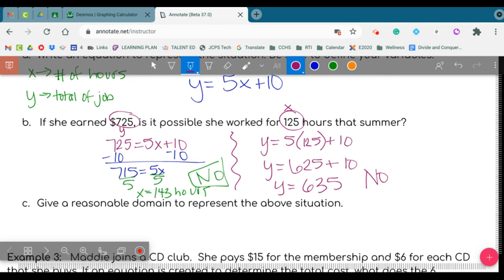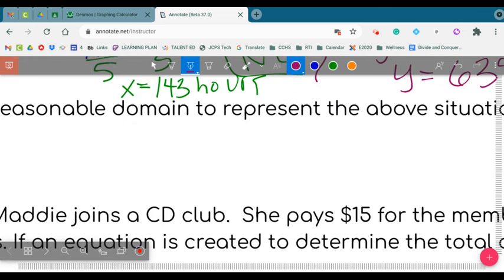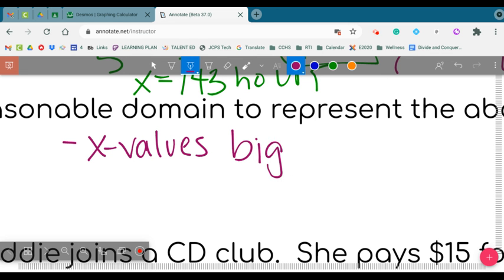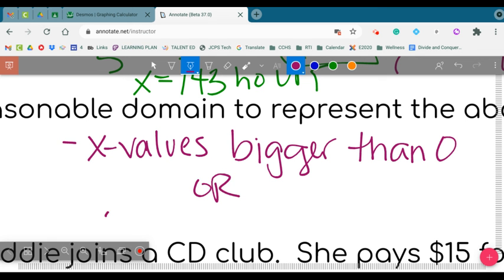Give a reasonable domain to represent the above situation. Your domain is your x value. So our x value is our number of hours. Can she work 0 hours? Yes. Can she work negative hours? No. Can she work way more than 0 hours? Yes. So you could either write it in words as x values bigger than 0, or you can write it as x is greater than or equal to 0.